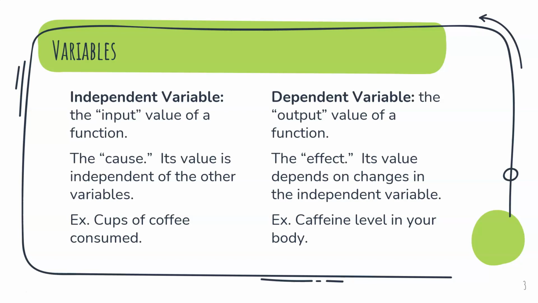The dependent variable is the output value of a function, or the effect. So if I drink a bunch of cups of coffee, which is the independent variable, the dependent variable, the output or the effect, is the caffeine level in my body is going to rise, especially if I drink a lot of cups of coffee.